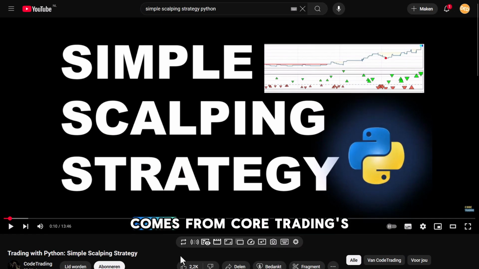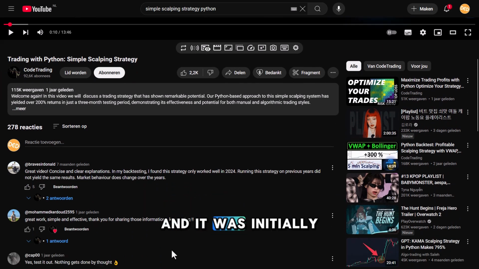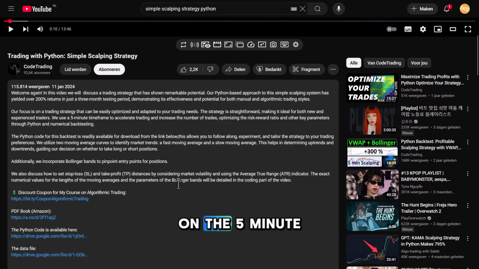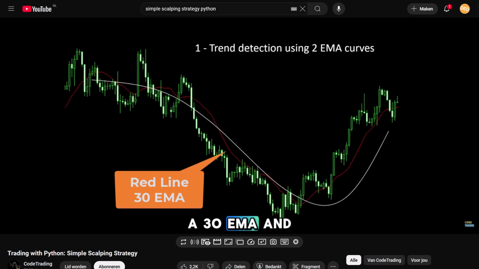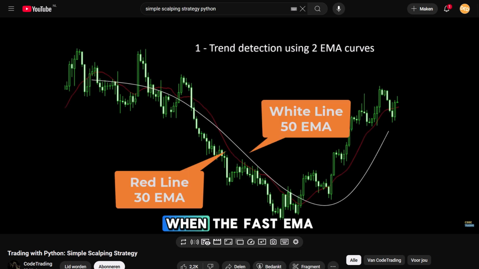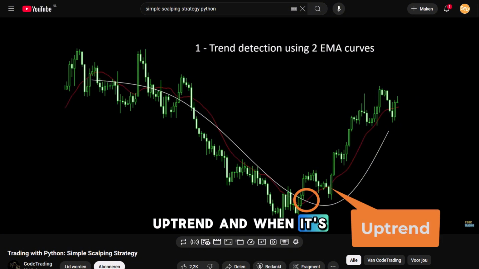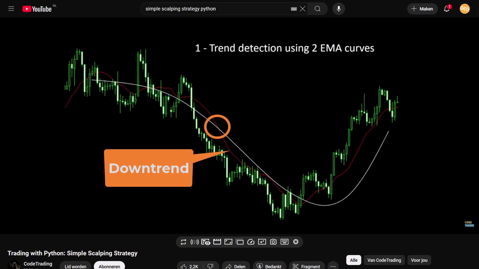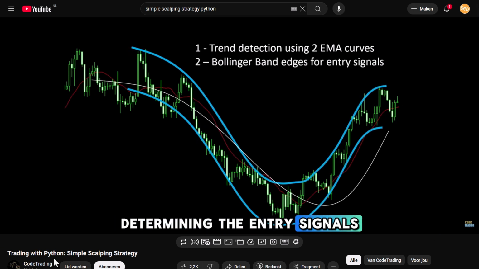The original strategy comes from Core Trading's popular video Simple Scalping Strategy, and it was initially designed for scalping Euro-USD on a 5-minute chart. Here's exactly how it works. The strategy uses two EMAs, a 30 EMA and a 50 EMA. When the fast EMA is above the slow EMA, that means there's an uptrend, and when it's below, then a downtrend. The Bollinger Band with its default values is then used for determining the entry signals.